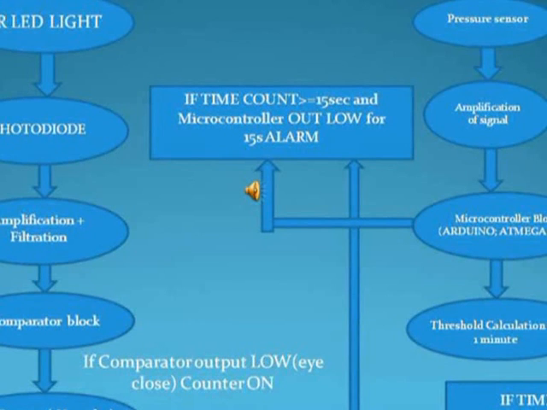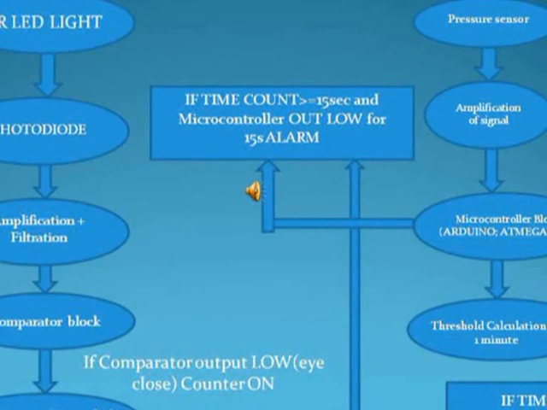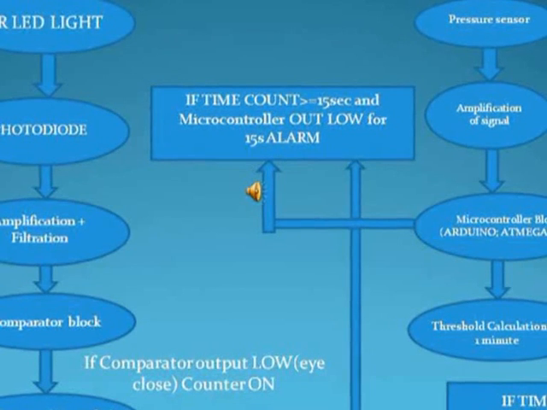Meanwhile, the pressure sensor also keeps taking readings, and the electrical signals generated by the pressure transducer are amplified. From there, they are passed on to the microcontroller block, which is an Arduino ATmega328P microcontroller block, and there a threshold is calculated for a period of 1 minute. Now, if the microcontroller data is low for a period of 15 seconds and timer 2 has counted 15 seconds, then an alarm is raised. However, irrespective of the pressure sensor reading, if the counter has counted a time period of 31 seconds, an alarm is raised on its own.